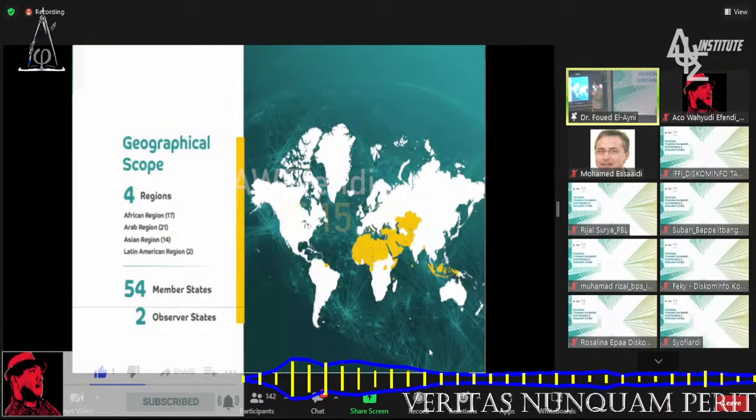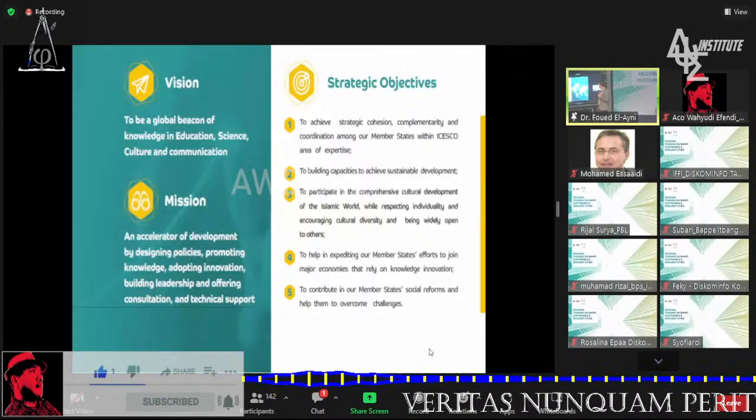We are covering Morocco, Algeria, Tunisia, Libya, Egypt, also Saudi Arabia, Kuwait, and all the Gulf region. And also for the Asian region, we are in Central Asia, Turkey, Azerbaijan, Kazakhstan, Kyrgyzstan, Uzbekistan, and many other countries. And from the right side, we have Indonesia, Bangladesh, Malaysia, Brunei Darussalam. All these countries are our member countries. So in the Asian region, we have 14 member countries. For the Latin America region, we have 2 countries, and we have 2 observer member states.